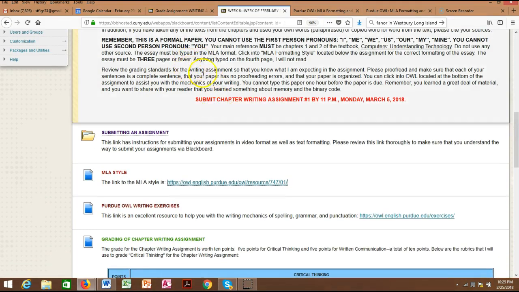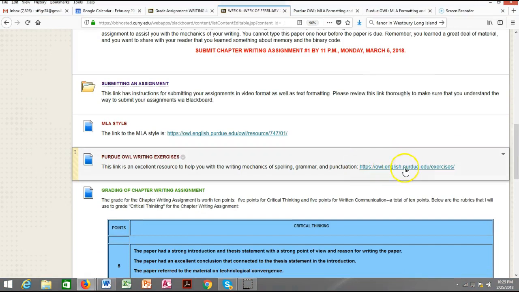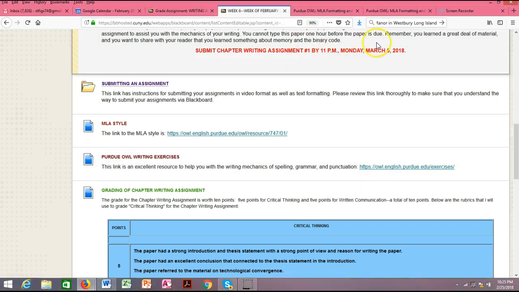Please review the grading standards for the writing assignment so that you know what I'm expecting in the assignment. Please proofread and make sure that each of your sentences is a complete sentence. All right, no fragments, that your paper has no proofreading errors, and that your paper is organized. You can click into the OWL located at the bottom of the assignment to assist you with the mechanics of writing. All right, so if you have any trouble with writing, okay, here's some writing exercises. Click into that.